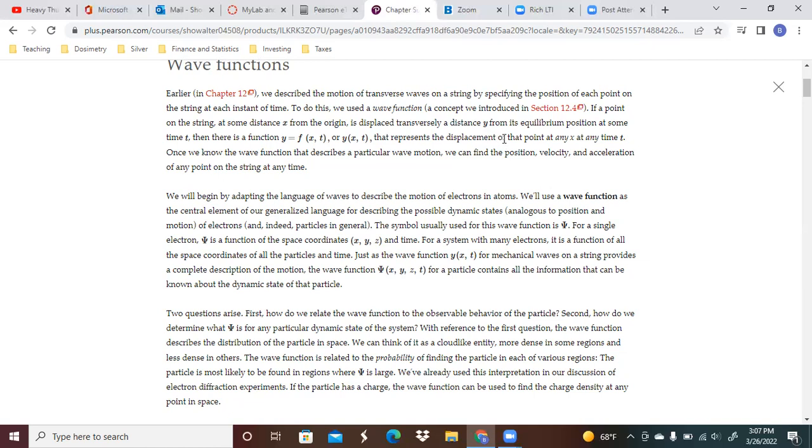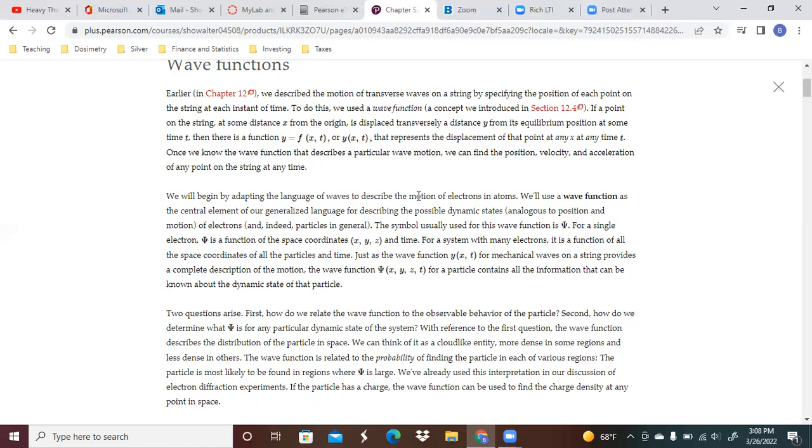So if a point on the string is at some distance x from the origin, it's displaced transversely a distance y from its equilibrium position at some time t. And then you've got a function that describes that. Once we know the wave function that describes a particular wave motion, we can find the position, velocity, and acceleration at any point on the string. So by adapting the language of waves to describe the motions of electrons and atoms, we end up using a wave function that is the central element of the generalized language for describing the possible dynamic states of electrons.